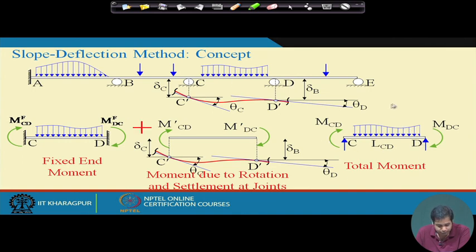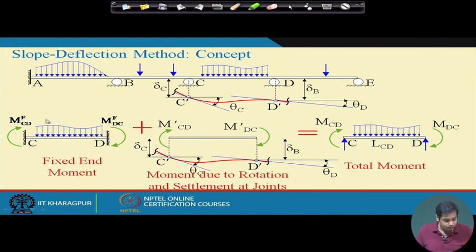Now the linear superposition says that if this is the total moment at C and D, then this should be equal to this plus this. So the response of the primary structure subjected to the external load plus the response of the primary structure with corresponding degrees of freedom constrained is equal to the total response of segment CD. And this is true not only for CD, this is true for all the segments, right. So we have two parts, one is the fixed end moments and another is the moments due to joint rotation and settlement. Okay, great.